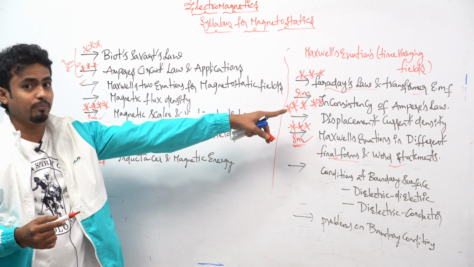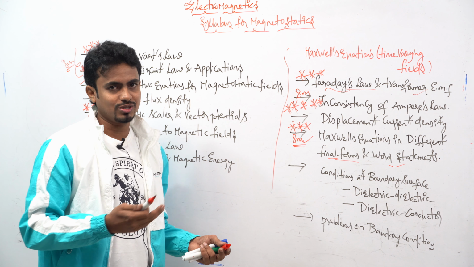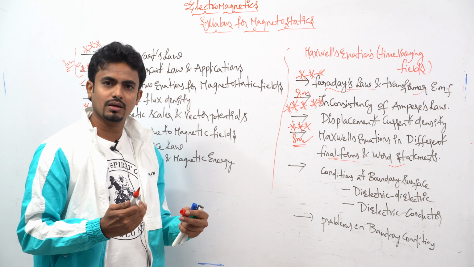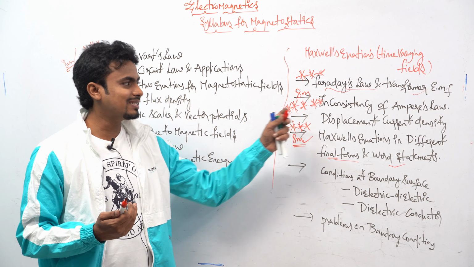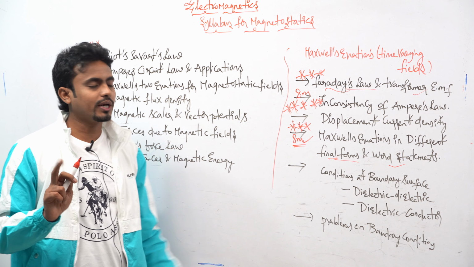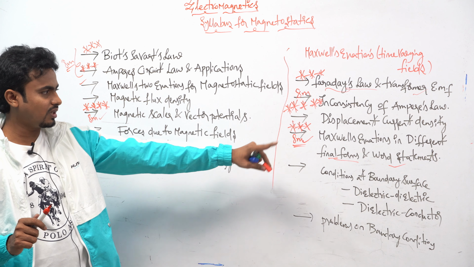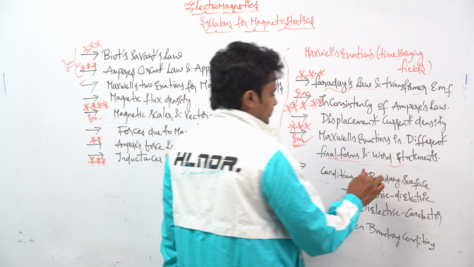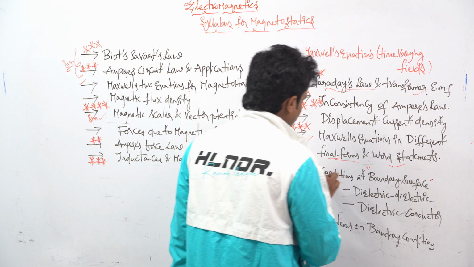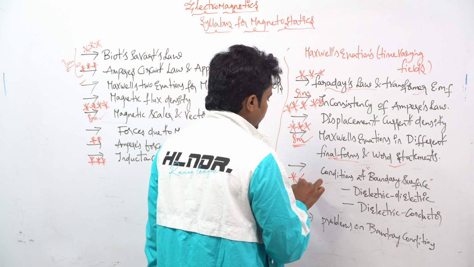Just learn what the displacement is and how it relates to the current density, how you can correlate all of those things, and what the important results are whenever you see displacement current density. Next, I already told you Maxwell's equations, I think that is completed. Next, conditions at boundary surface. This is also very important.